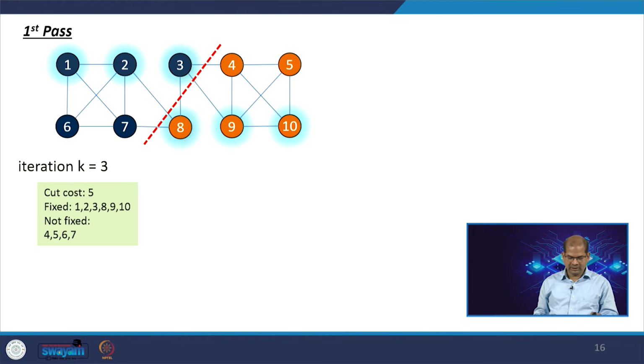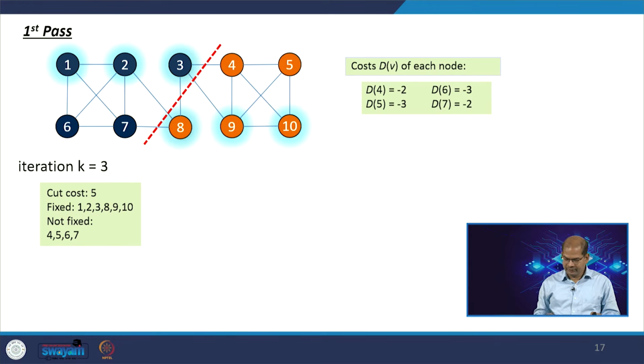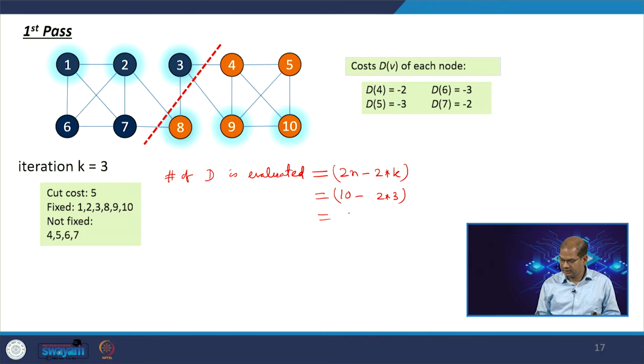If I can see, I have basically fixed nodes 1, 2, 3, 8, 9, 10, these are the fixed nodes, and these 4 are not fixed nodes. We need to calculate the d's for them. So, the number of times d is evaluated is basically 2 n minus 2 into k. So, 2 n is basically 10 minus 2 into 3. So, this will give me basically 4.